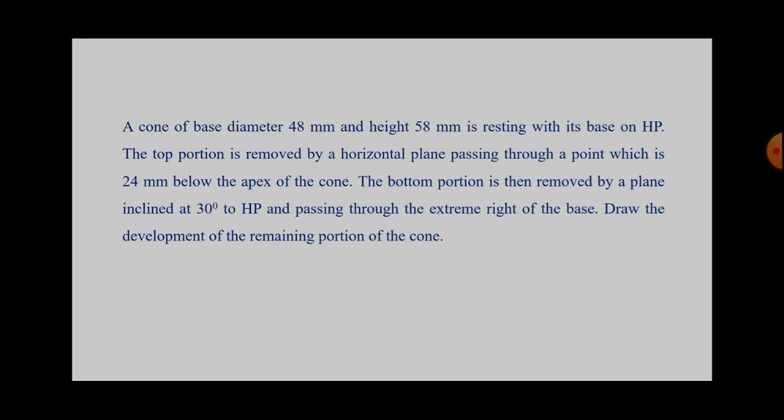So here also, we have a cone which is cut by two section planes, and we are asked for the development. One section plane is a horizontal plane which is at a distance of 24 mm below the apex of the cone. So from the top, 24 mm below, a cutting plane is passed. Another one is a plane which is inclined 30 degree to HP, perpendicular to VP, and passing through the extreme right. So let's see how to solve this problem.